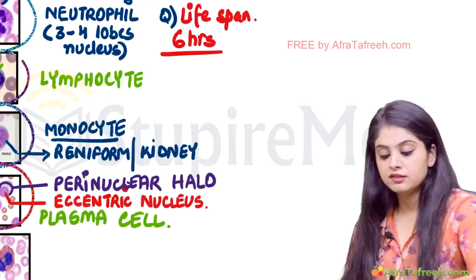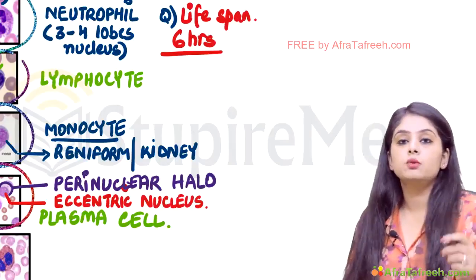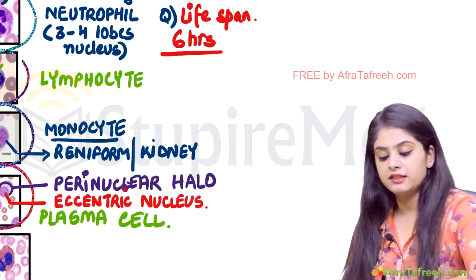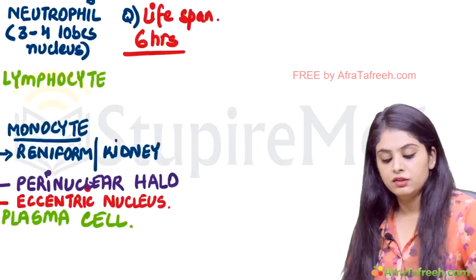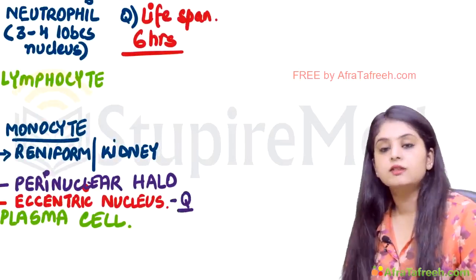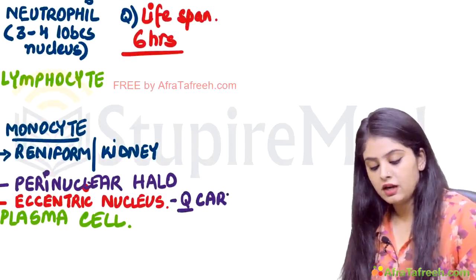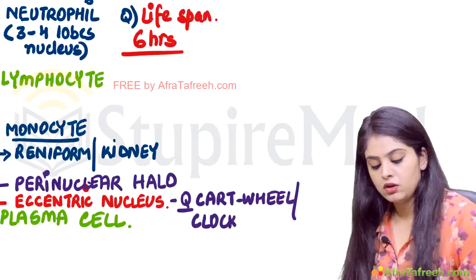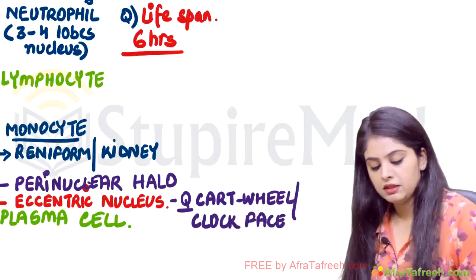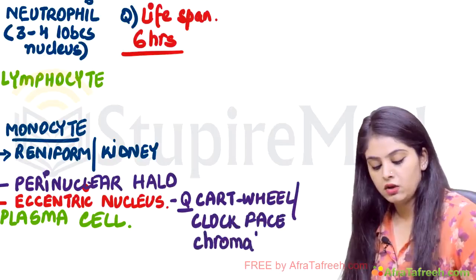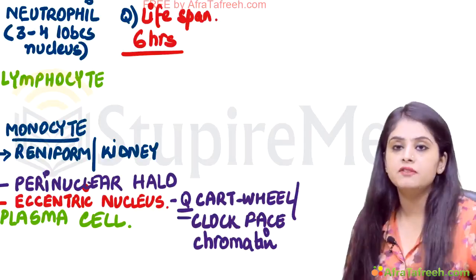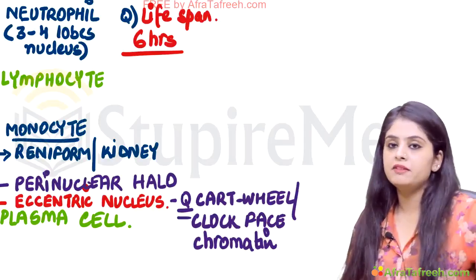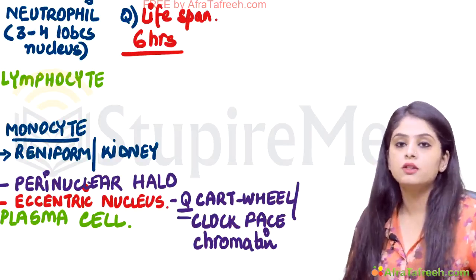And what are those two questions? When you are talking about the nucleus, I said it is at one end, it is eccentric. They also tend to ask you the type of the chromatin. So the question that comes is that these nuclei have a cartwheel or a clock face chromatin. Very important question, students. This has been asked in the previous year exams. Nucleus at the periphery, eccentric with a cartwheel chromatin.